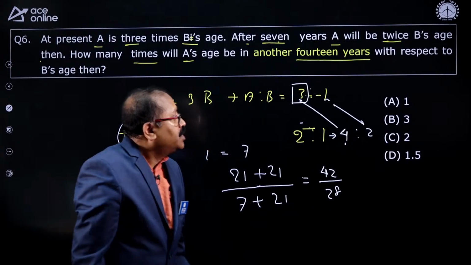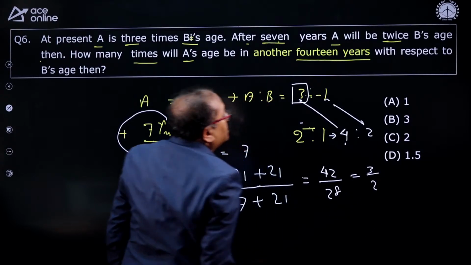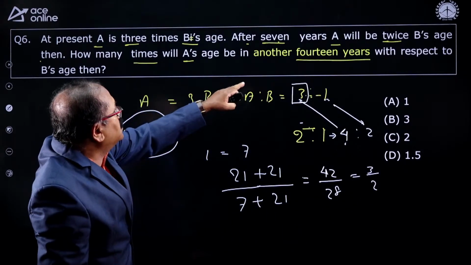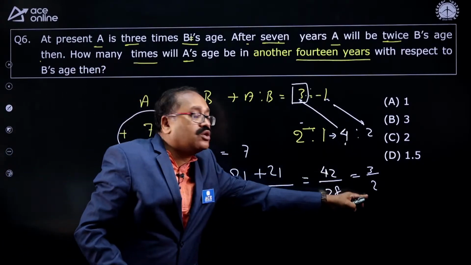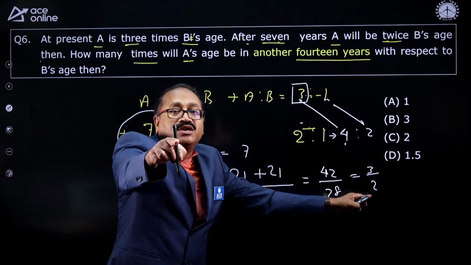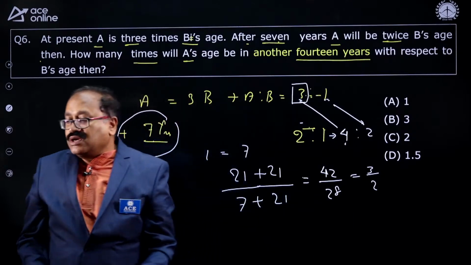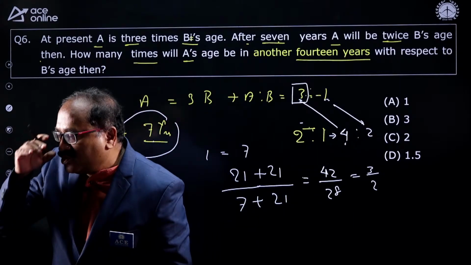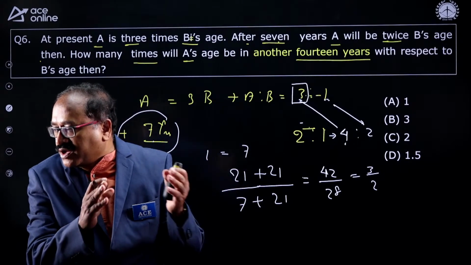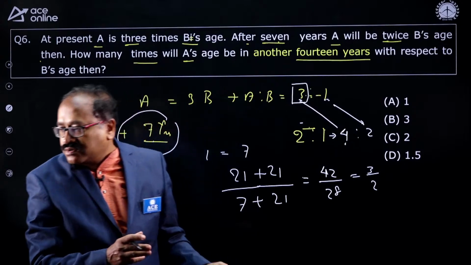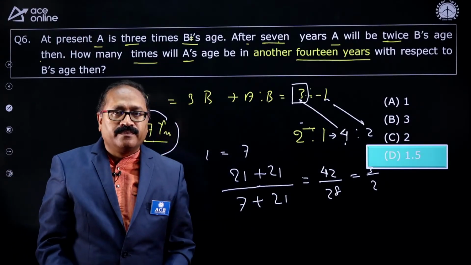What is the ratio? 42, 28, with 14, 3 times and with 14, 2 times. 3 is to 2. So if this ratio is 3 is to 2, then the question is: A's age will be how many times of B's age? Is it not 3 divided by 2? That is 1.5. So let me see how many of you answer the question. Anusha says option D. Aman says option D. Now you are understanding. It's option D.